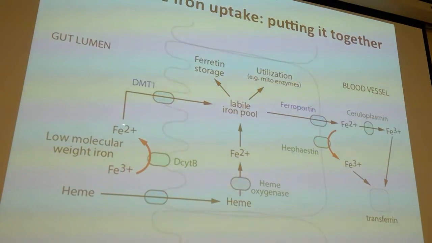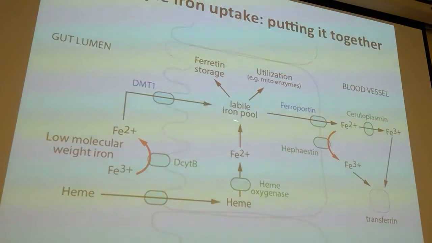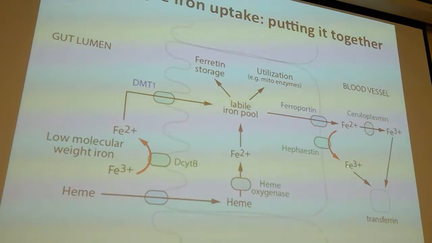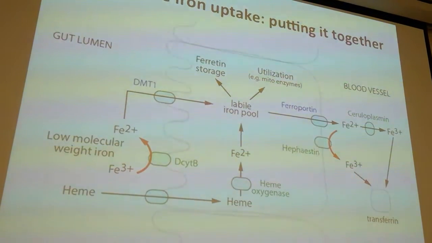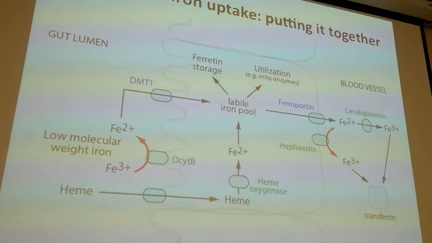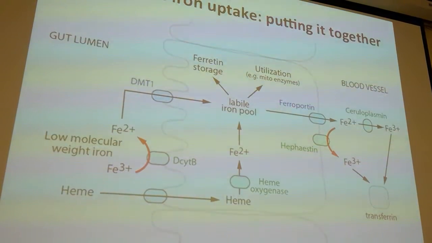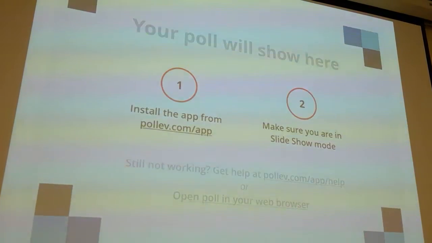This can be present in our diet, or it's converted by the duodenal cytochrome B from ferric to ferrous. This is taken up by DMT1. This can either be stored or transported out through ferroportin, where it's converted back to ferric iron via hephaestin or ceruloplasmin and packed onto transferrin for transport. So from the apical side, it's taken up as ferrous by DMT1, and at the basolateral side, it's transported out by ferroportin, also in the ferrous state. Okay, let's try another one.